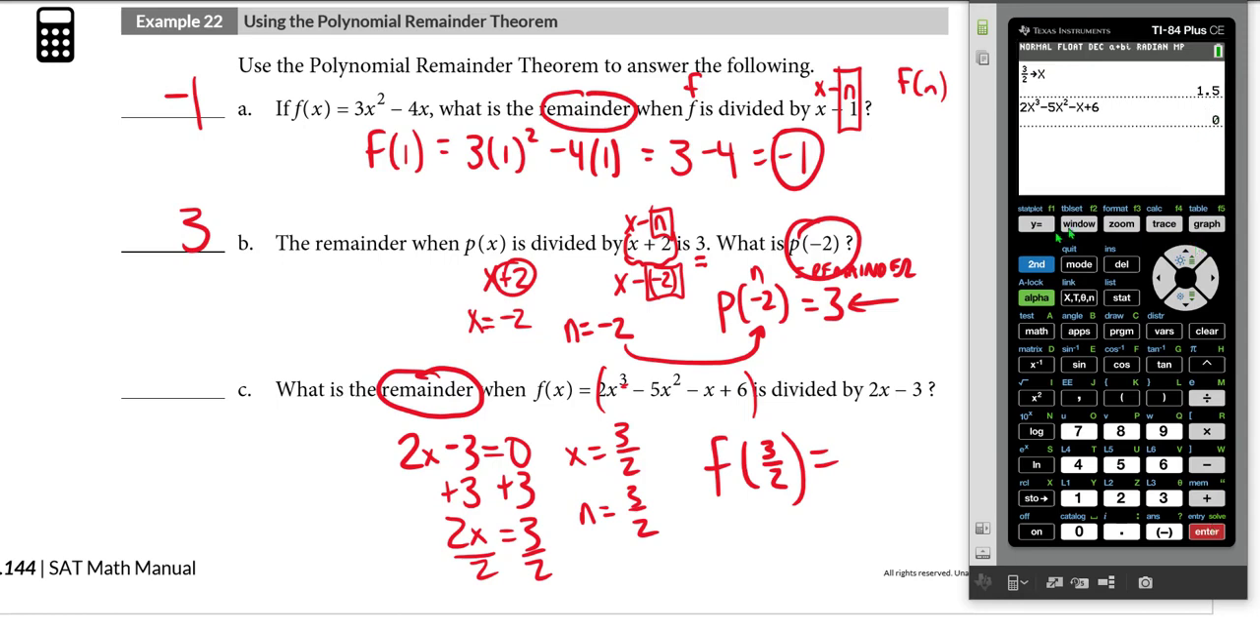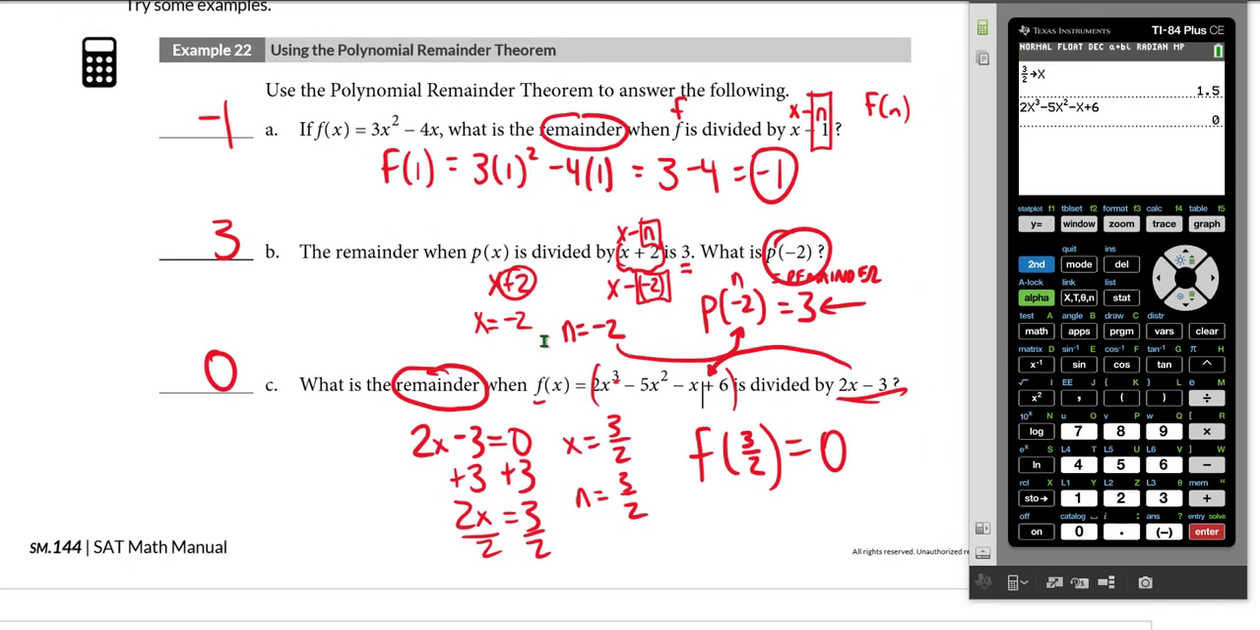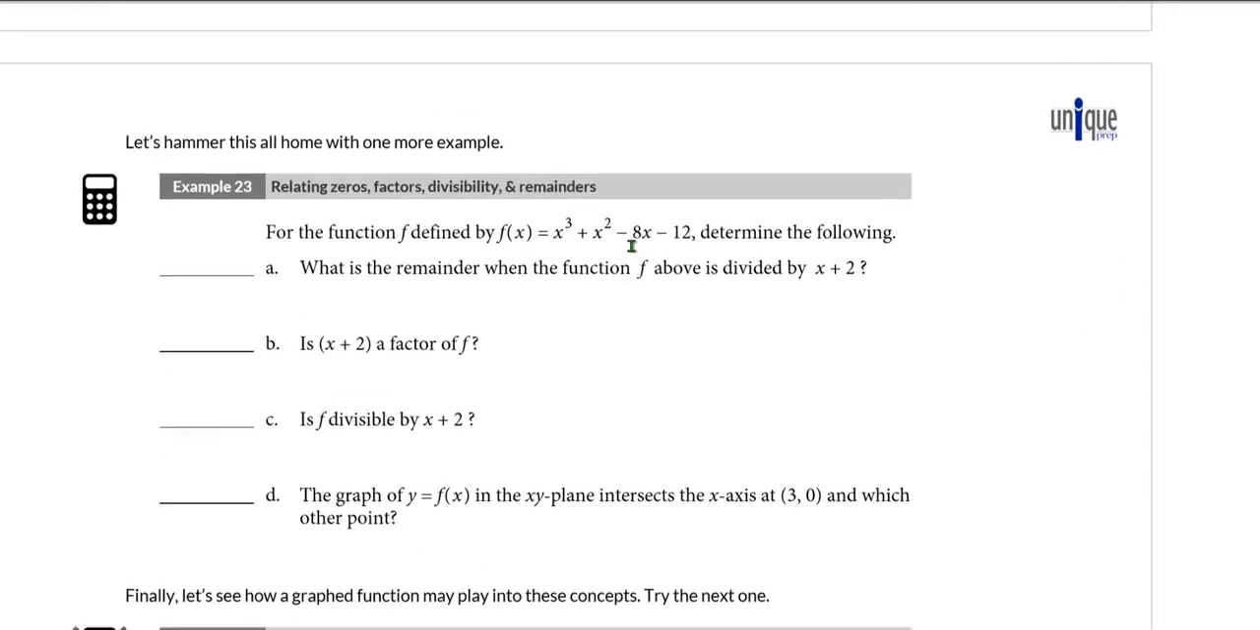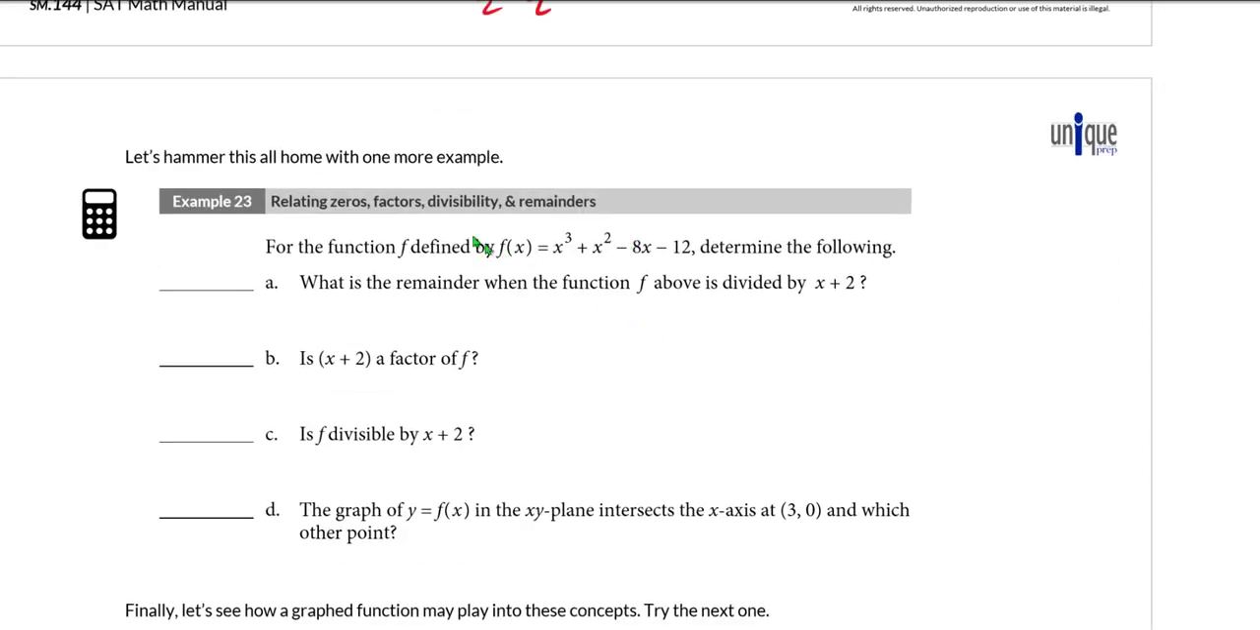Look at that, 0. So the remainder when this function f is divided by 2x minus 3 is 0. And what that means, by the way, is that 2x minus 3 is a factor of this cubic function. Those are just 2 steps in the chain that we've been talking about. At the top of the next page, we're going to hammer this all home with one more example.